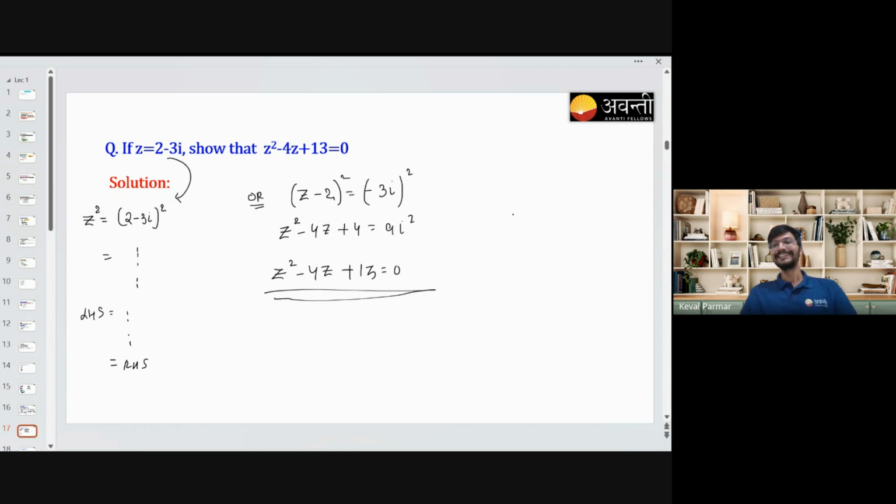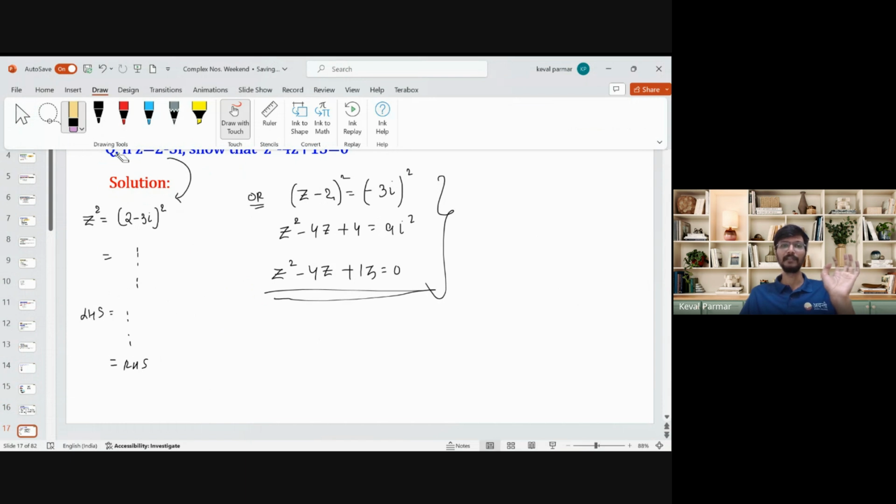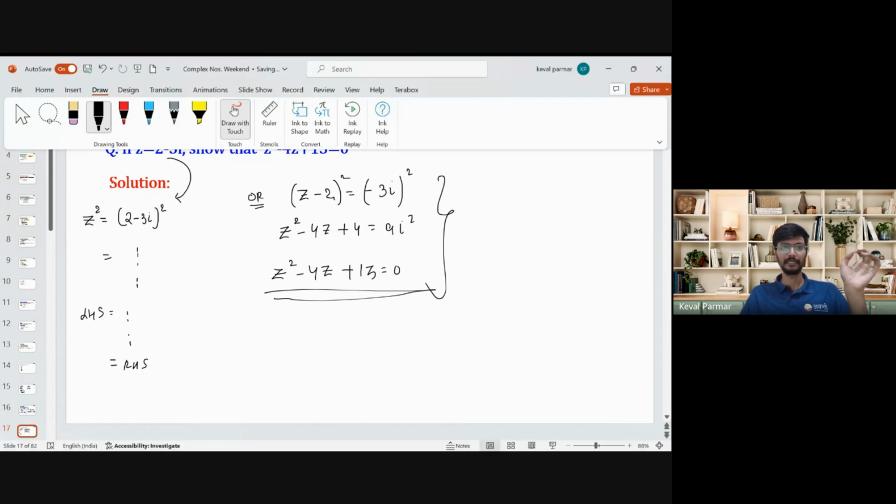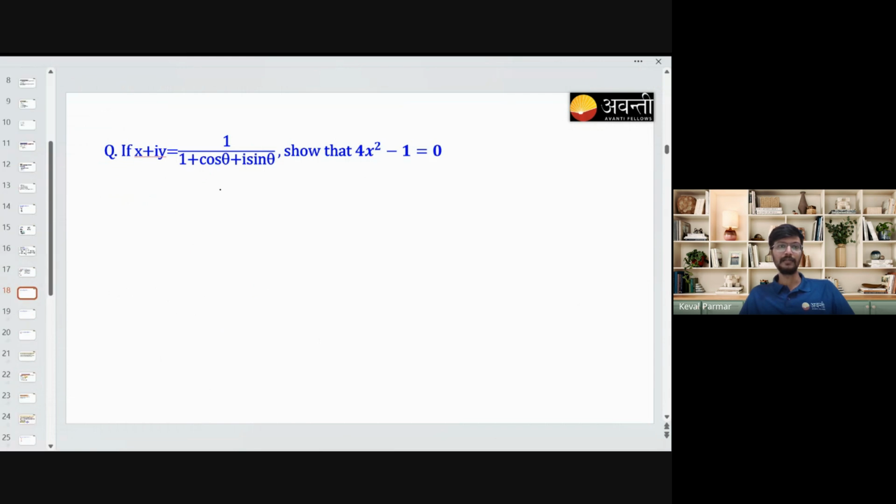Hence proved. This method is very effective when we have higher powers. That means if someone asks to find an equation like z raised to 4 minus z square plus 9, something like that, we can obviously do the 4th power also by using this method, but this one is pretty useful and pretty time saving, I would say. And if it's time saving, it's our method, because we have to save time in this. Got it? So yeah, let's see the next one.